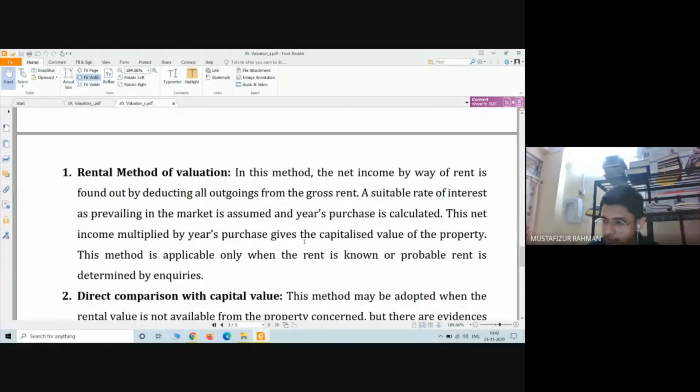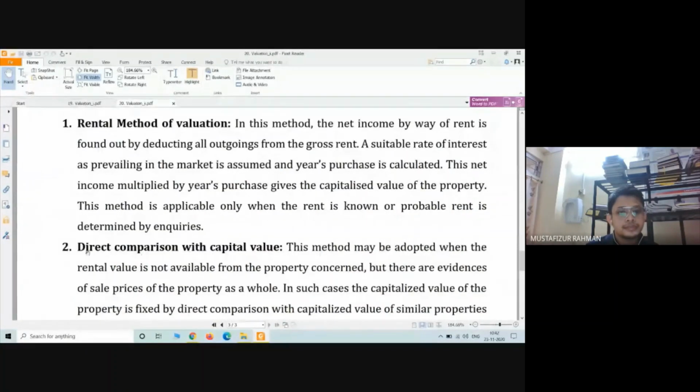That means if I keep this much amount in a bank, in a fund, it will give me exactly the same net income as the property is giving me through the rents and etc. Then comes another method, direct comparison. In direct comparison, we do not have a proper idea about the rents. We compare the value with similar types of structures in our locality. From those similar structures, we will find out the rent of this property.